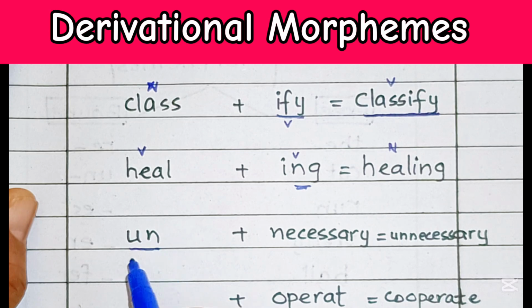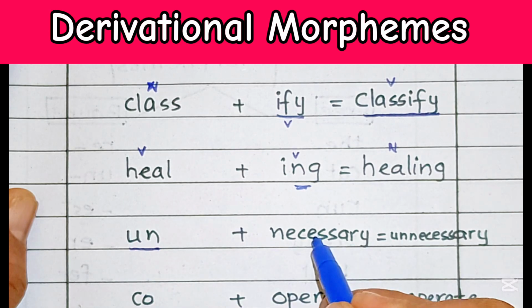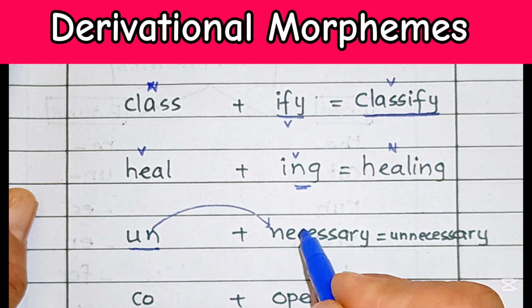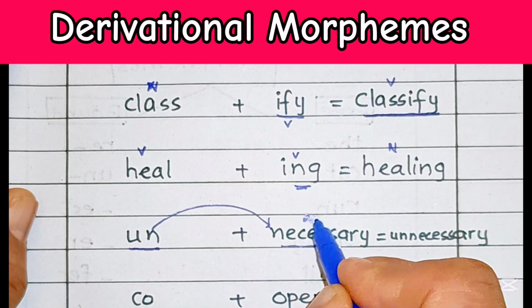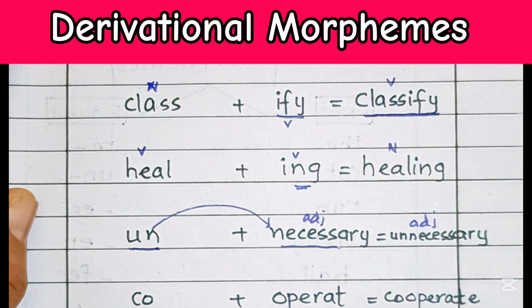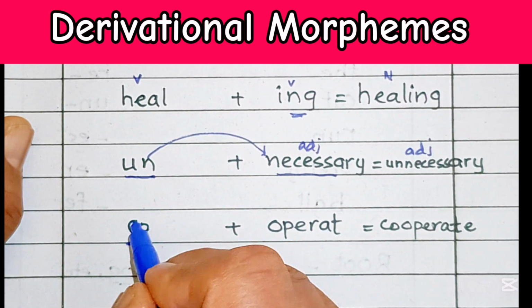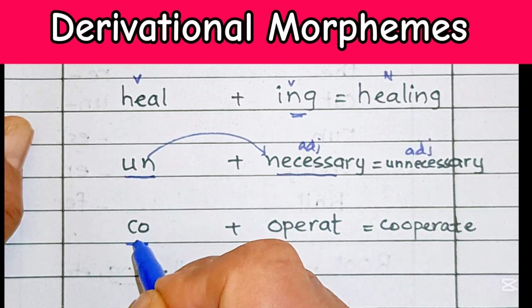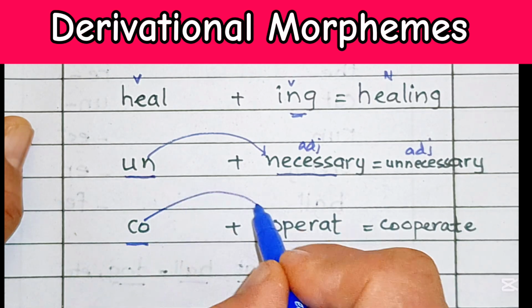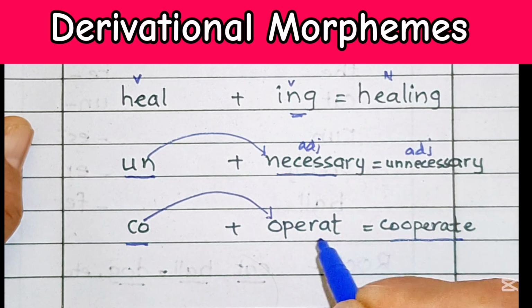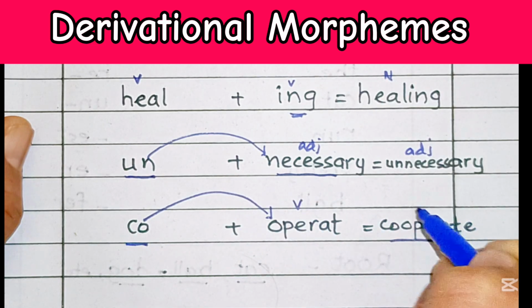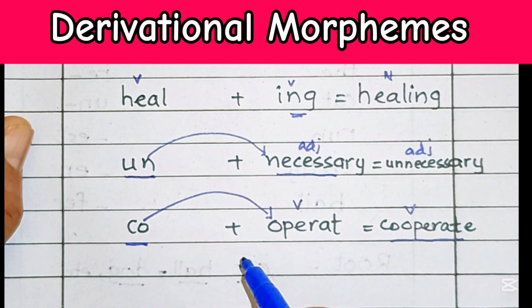Over here we are using these prefixes in order to change the meaning. Necessary is an adjective, and it remains an adjective, unnecessary. So un is a derivational morpheme, like co. These two are being used as prefixes. Co, once added to operate, it becomes cooperate. Operate was a verb, and cooperate remains a verb. So we can add so many more examples in order to understand the concept and apply it in our language. Hope this will help you a lot in understanding the concept.